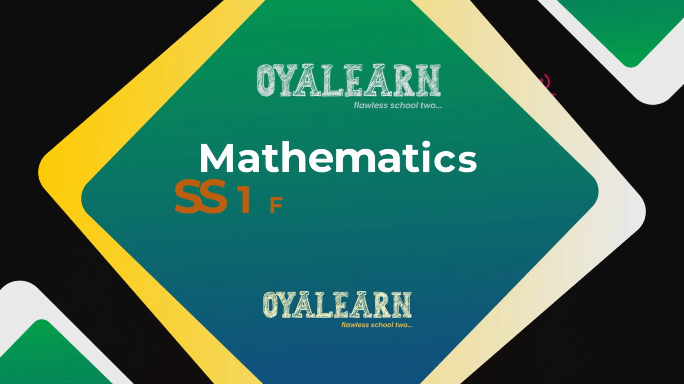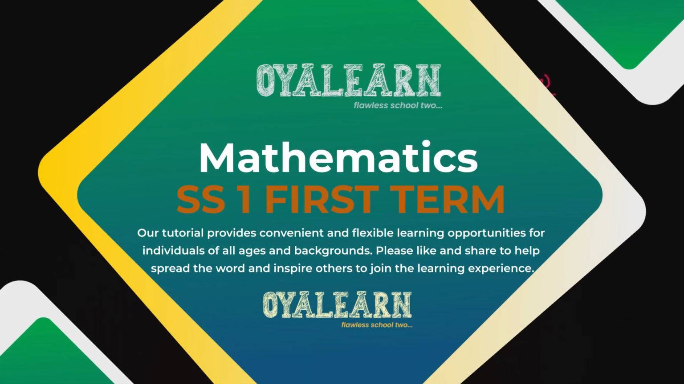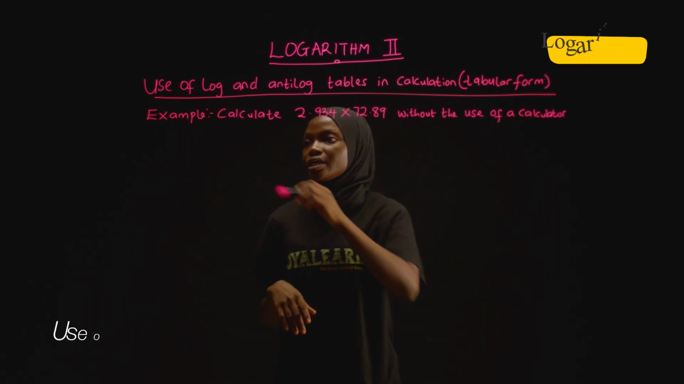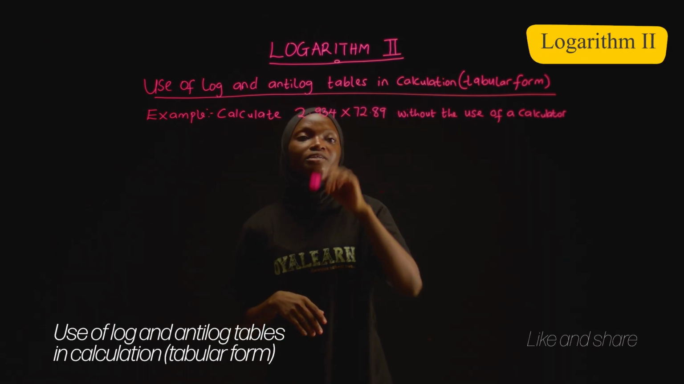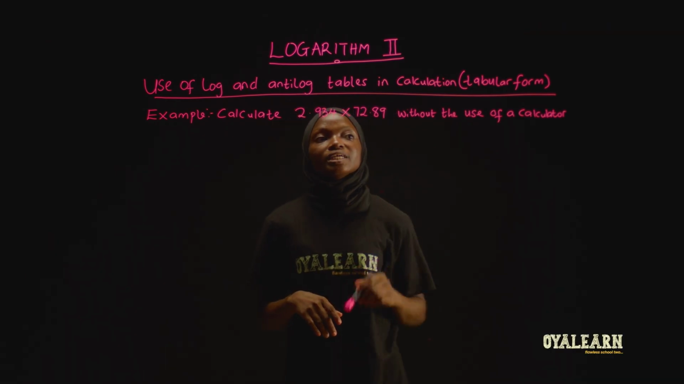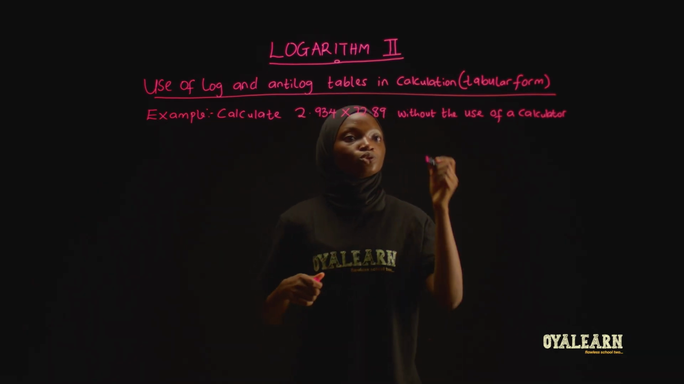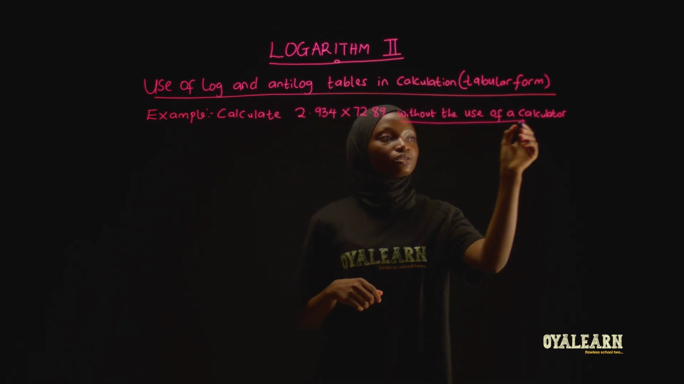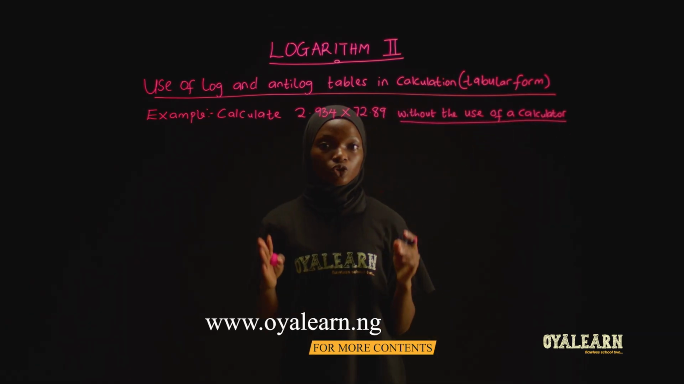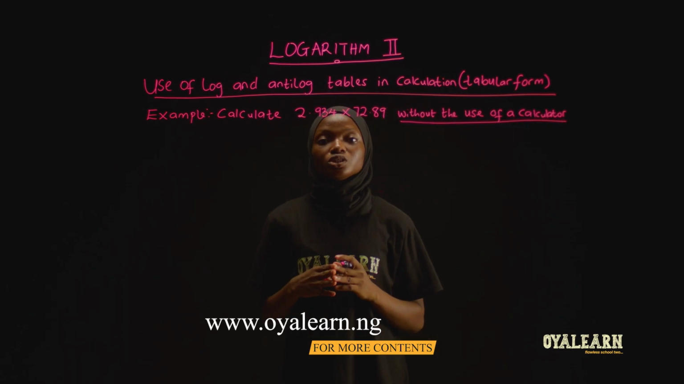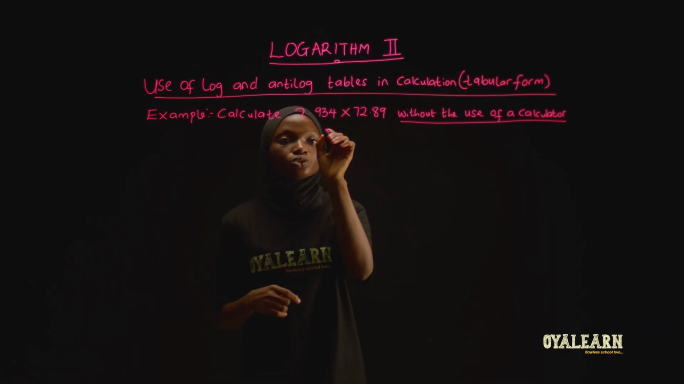Use of log and antilog tables in calculation. Now the tabular form. Example, calculate 2.934 times 72.89 without the use of calculator. Whenever you see a question like this and you are told to calculate without the use of calculator, what comes to your mind? Logarithm. That is, we have to solve this using logarithm. So solution.